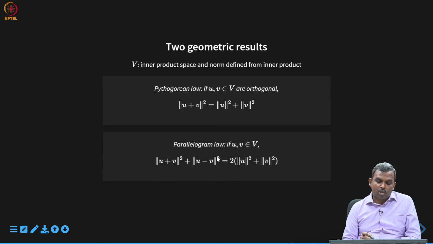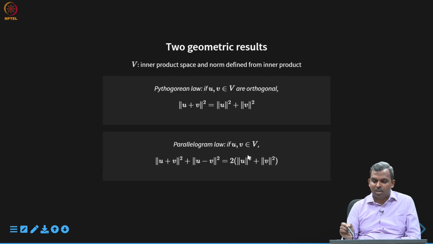The next law is what's called the parallelogram law. This is something very interesting. I'll tell you what's interesting about it in the next point, but at least this is easy to prove. If you have a norm defined from the inner product, and u, v are in V, then this is true. It's just a basic expansion: you do u plus v with u plus v. U and v need not be orthogonal, by the way. U and v can be anything.